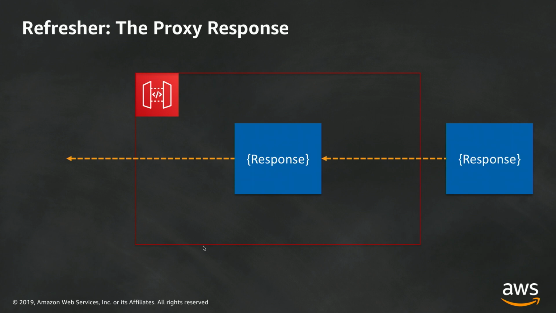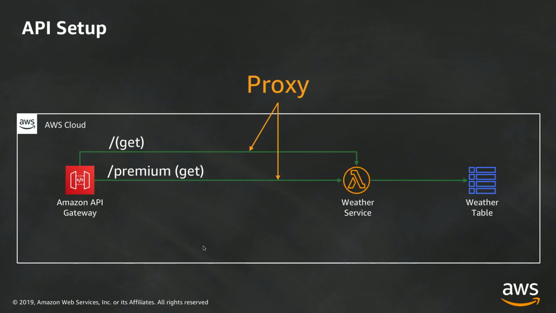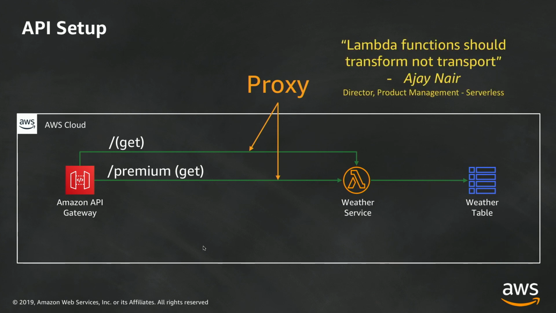So the Lambda function gets the entire... Exactly. All the logic has to be done in the Lambda function. And really, you're not taking advantage of what the API gateway is doing. And so that's what we have here. But, in the illustrious words of my boss's boss, I don't know how many bosses up, Jay Nair, he says, Lambda functions should transform and not transport. And that's what this is doing, right? Right now, all this is doing.